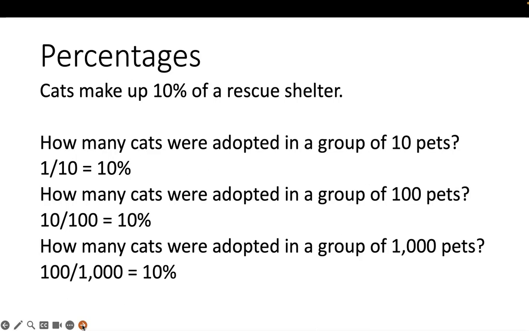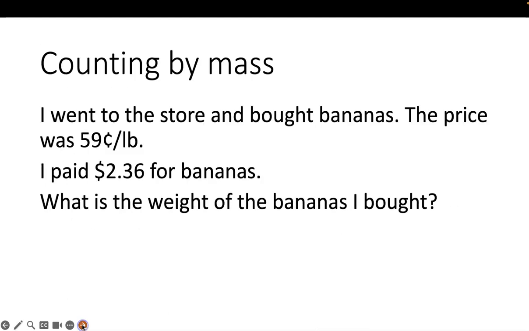Now, percentages are nice because we can apply them to lots of different situations, either small numbers or large numbers. Then we have counting by mass. So if I go to the grocery store and I buy some bananas, and I tell you that the price is 59 cents per pound, and I want to know essentially how many bananas did I buy, I can tell you I paid $2.36 for these bananas. Now I could ask you, what's the weight of the bananas?